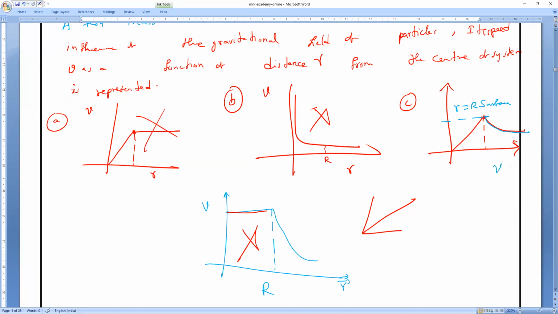Because outside, V is inversely proportional to root over R. Inside, what is happening? Anybody can tell? Inside, V is directly proportional to R.